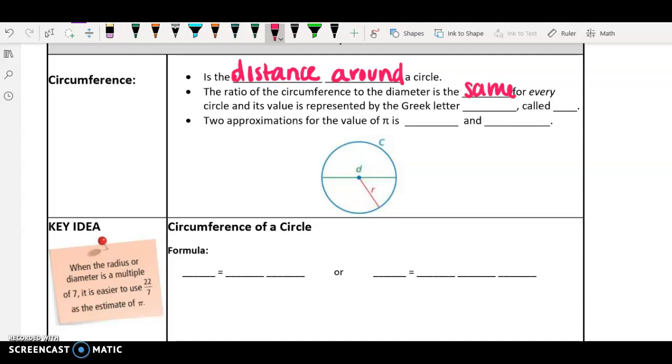So the ratio of a circumference to the diameter is the same for every circle, and its value is represented by the Greek letter pi, which looks like this, and we call that pi. So that's how we pronounce it.